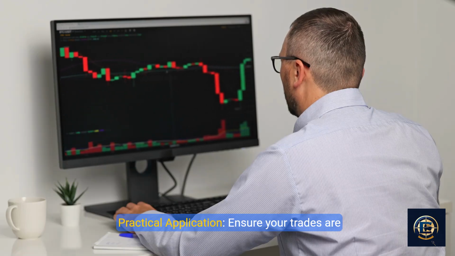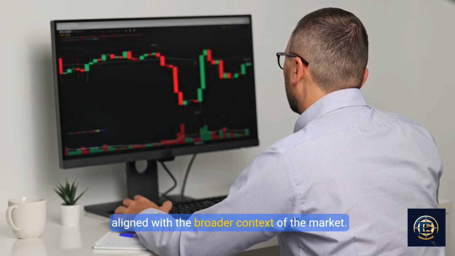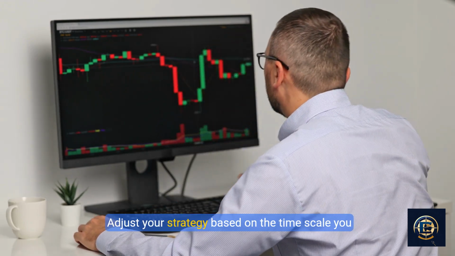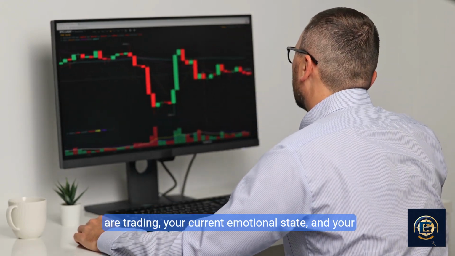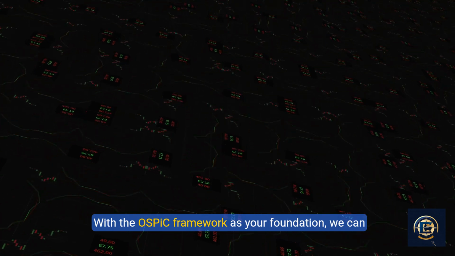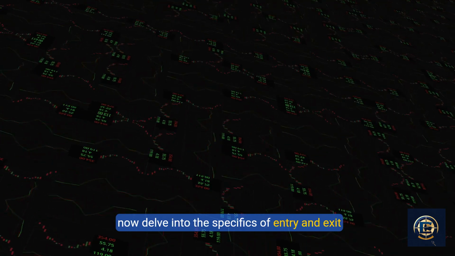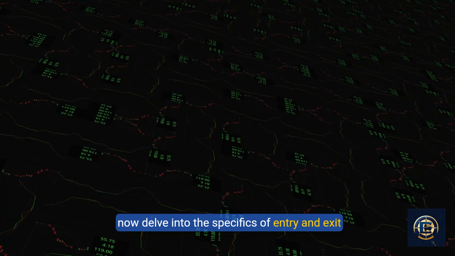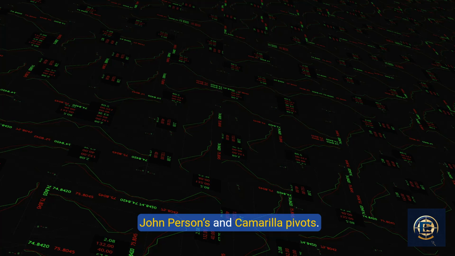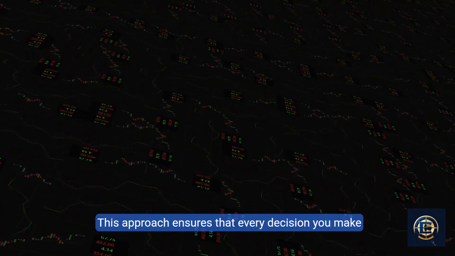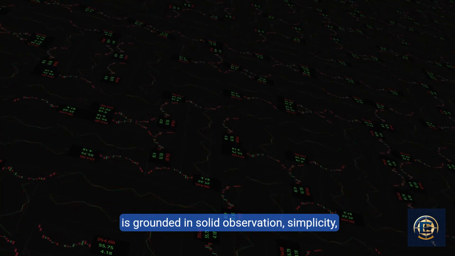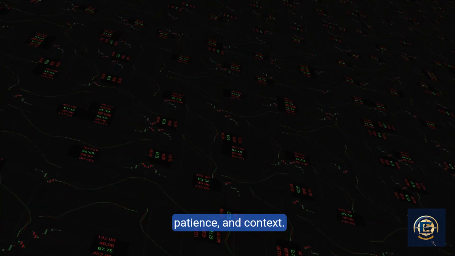Practical application. Ensure your trades are aligned with the broader context of the market. Adjust your strategy based on the timescale you are trading, your current emotional state, and your overall trading plan. With the OSPiC framework as your foundation, we can now delve into the specifics of entry and exit strategies using the OSPiC system, combined with John Persons and Camarilla pivots. This approach ensures that every decision you make is grounded in solid observation, simplicity, patience, and context.